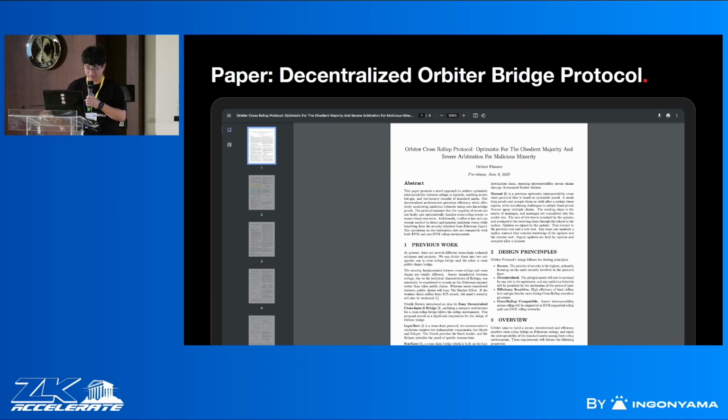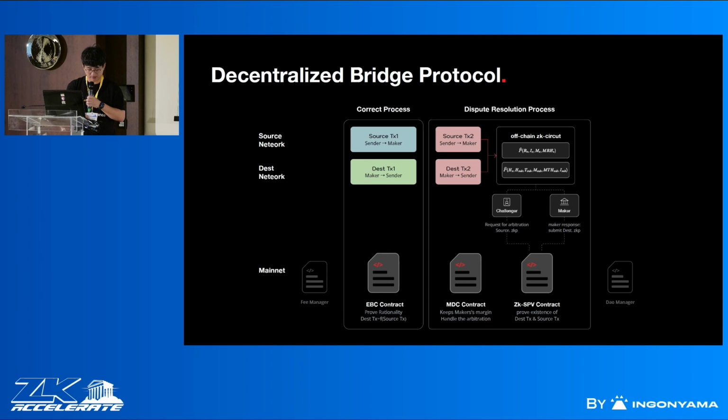In the last year, we just released our protocol of the decentralized Orbiter bridge. Our decentralized bridge protocol uses a ZK fraud-proof game, and the liquidity provider needs to deposit enough margin into a deposit contract, which is deployed on Ethereum. The transaction flow is divided into two parts: the correct process and the dispute resolution process.